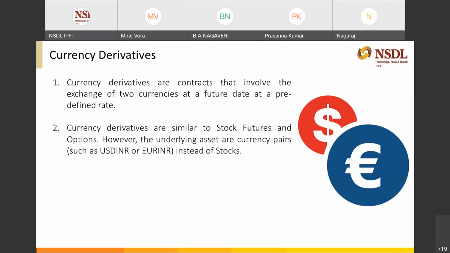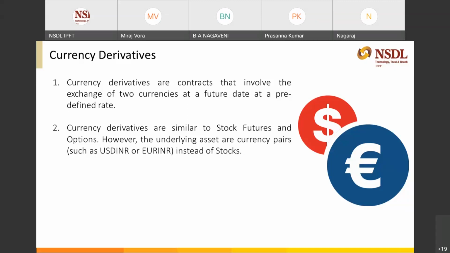Directly, neither the US was involved nor India was involved. Neither the European countries were involved nor the Japanese. But global trades do impact the overall USD INR trade also. So how your underlying will move would not only depend upon the domestic factors, but also on the global factors.